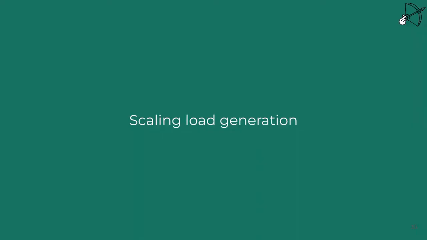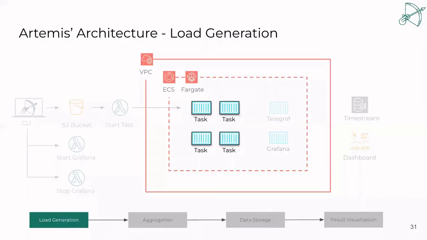Let's examine how we scale to generate the necessary load to execute a test. Here, we see a high-level overview of our load generation component. The load testing containers, identified as tasks in the diagram, are running in a virtual private cloud. A virtual private cloud, or VPC, is a secure, logically isolated portion of the AWS infrastructure where you can deploy your own resources. These tasks generate virtual users that perform requests against the API you wish to test.